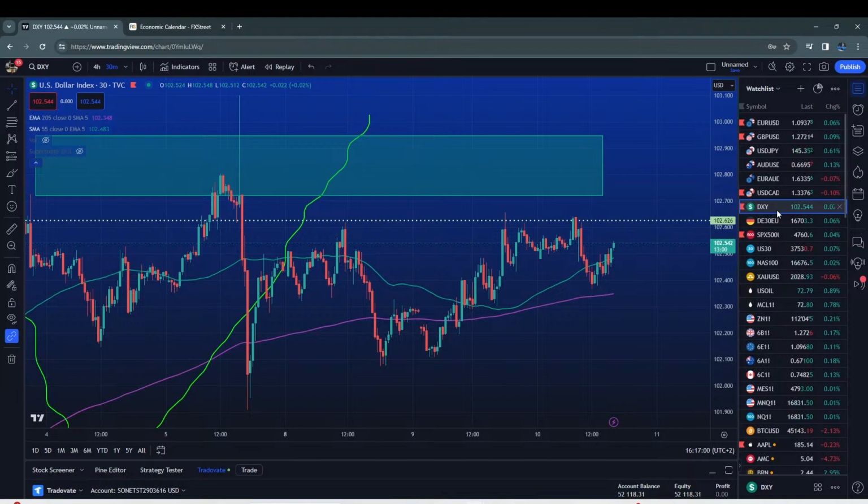Okay, talking about the dollar, the DXY chart here seems to be trying to push to the upside. There is still some momentum left. We must see a break above yesterday's high to have this continuation.